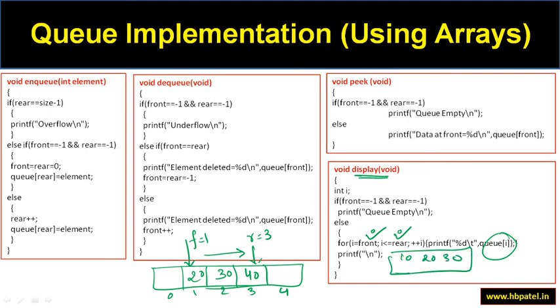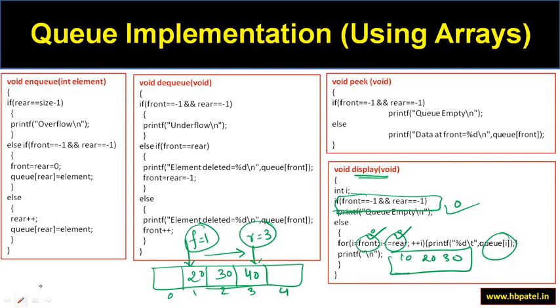But if there is no data item, how do I check it? If front and rear are both -1, in that case we will not be able to print anything, but we will just generate an error message that the queue is empty. So display is a function where we start printing from front and we'll go all the way up to rear.